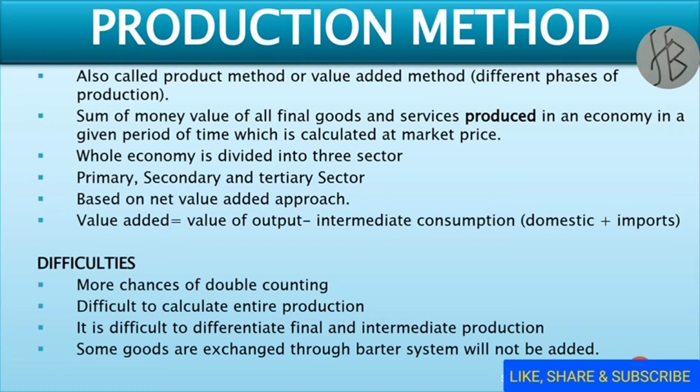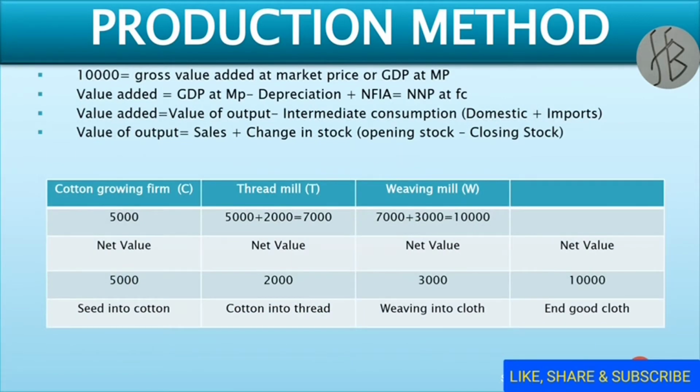Here we will look at one example. It is clear from this table that the net value added is rupees 10,000. Means 5,000 plus 2,000 plus 3,000. However, we can see that the total production seems to be 22,000 if we add all the values, that is 5,000 plus 7,000 plus 10,000. It is clear that if net value added approach is not adopted, then there are chances of inflation in the national income. Here we have calculated net value at all the three processes.